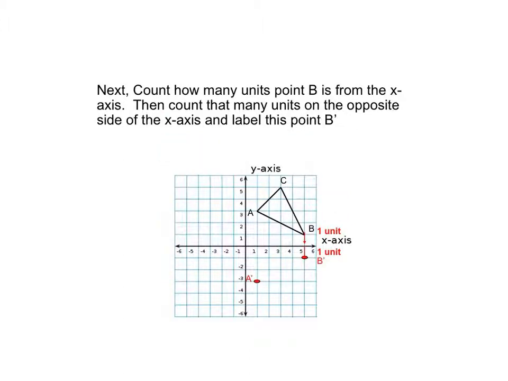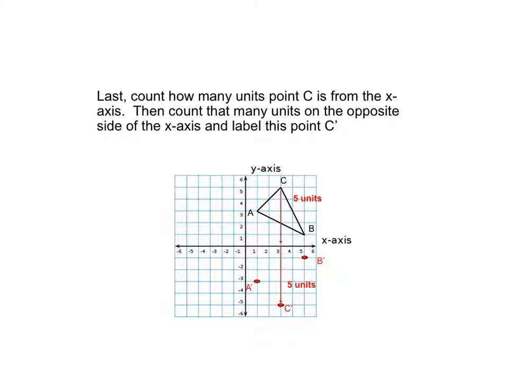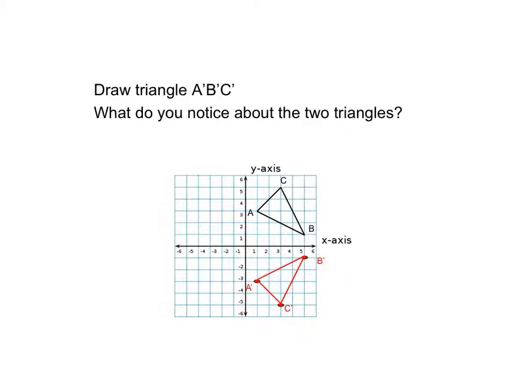The same goes with B. Since B is 1 unit above, when I flip it, it will be 1 unit below. For C, it is 5 units above, so when it flips, it would be 5 units below. If I draw the triangle, you'll see that this triangle has been flipped over the x-axis. We say that triangle A'B'C', with the little marks here, is a reflection of the original triangle ABC.